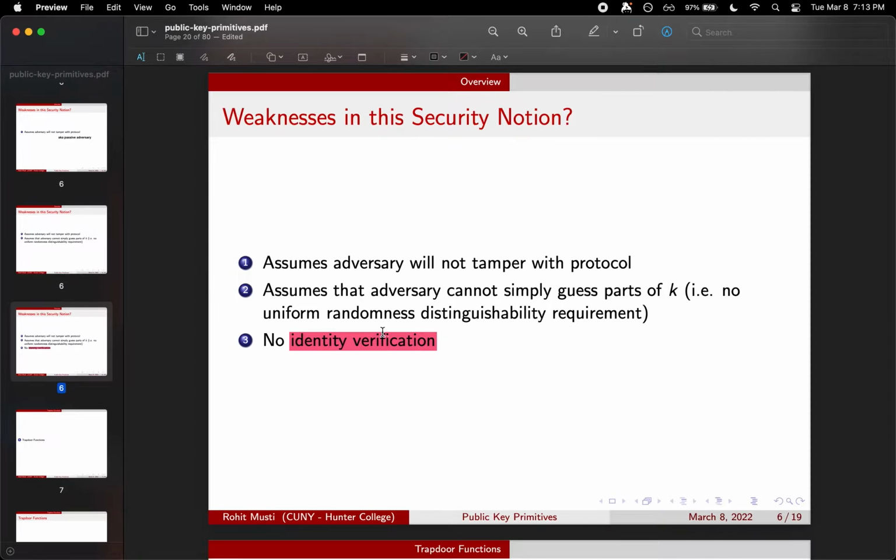Sorry, not message integrity, rather. The identity verification is required so you know exactly who you are communicating with. Like if I think I'm texting one of you in this class, but instead I am texting someone who's not in this class, that breaks security. So we don't get that in this particular notion of security.